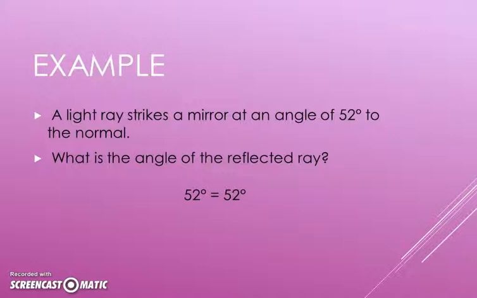Okay. Make sure you read where your angle is. If it says that your angle is to the normal, that is your theta r or theta I. If it says that your angle is to the mirror or to the surface, then you need to calculate to see what your theta r or theta I is. If you'll draw pictures, it will help you with these.